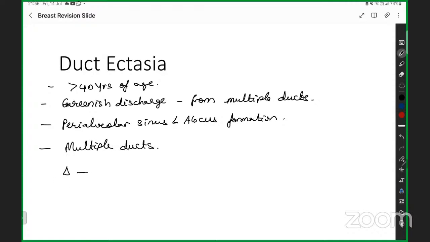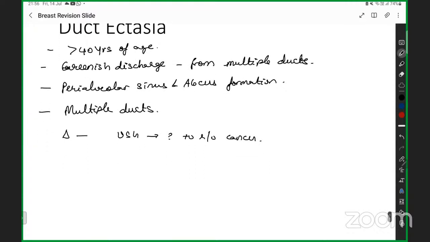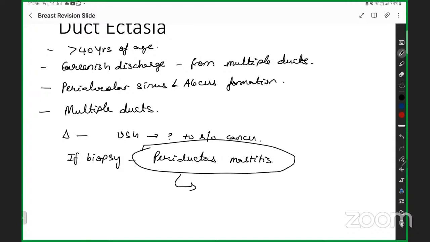How do you do the diagnosis? By USG. Why are you going to do USG? To rule out cancer. If you are going to do a biopsy and you find periductal mastitis, you call it Zaskar's disease. This was asked as a previous question, as a 2-mark question.